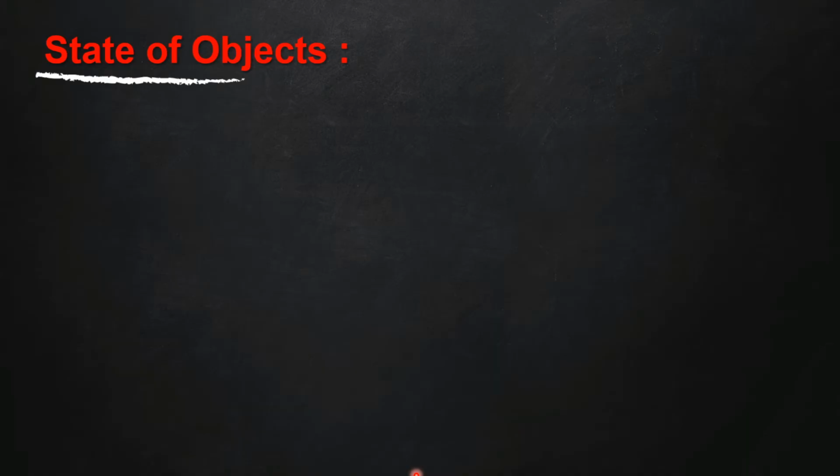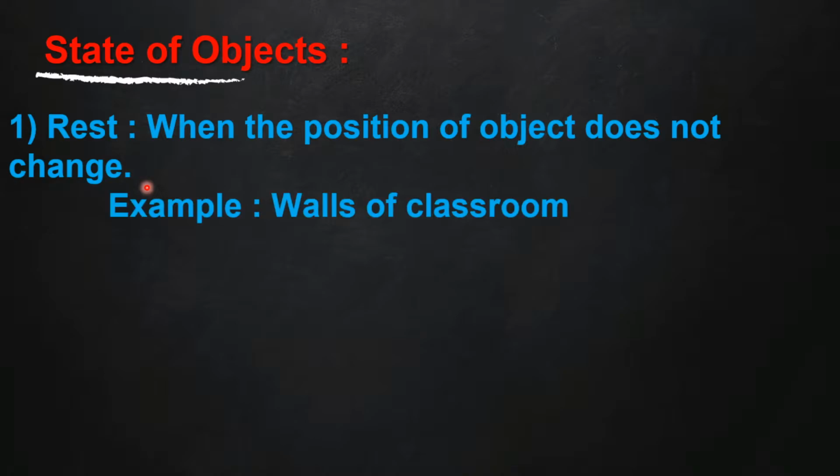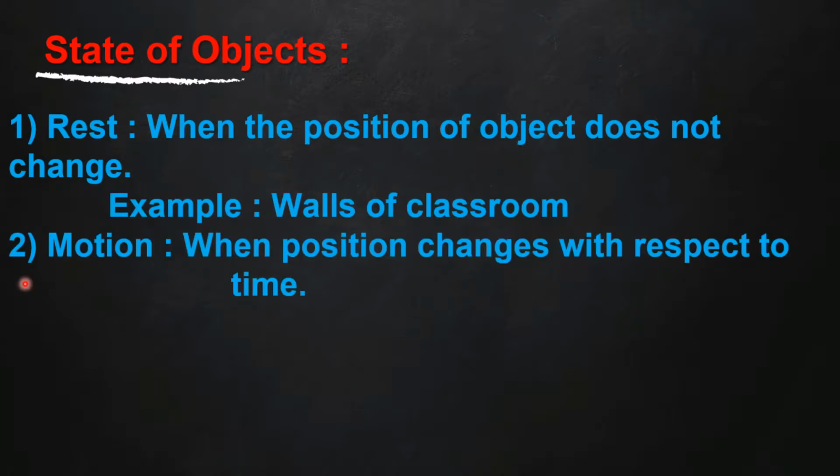We are going to study about state of objects. There are two states of object. The first one is rest. What do you mean by rest? When the position of object does not change, it is called as rest. We can also call it as stationary. For example, the walls of classroom.